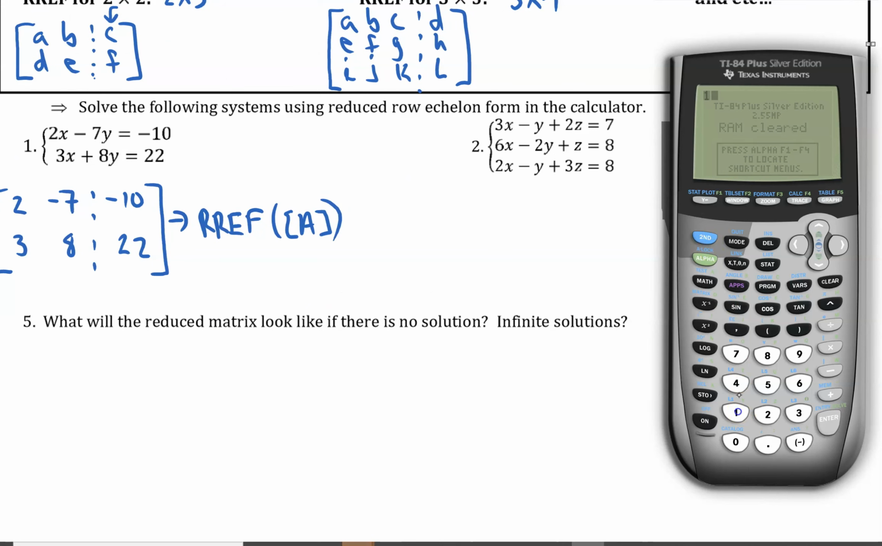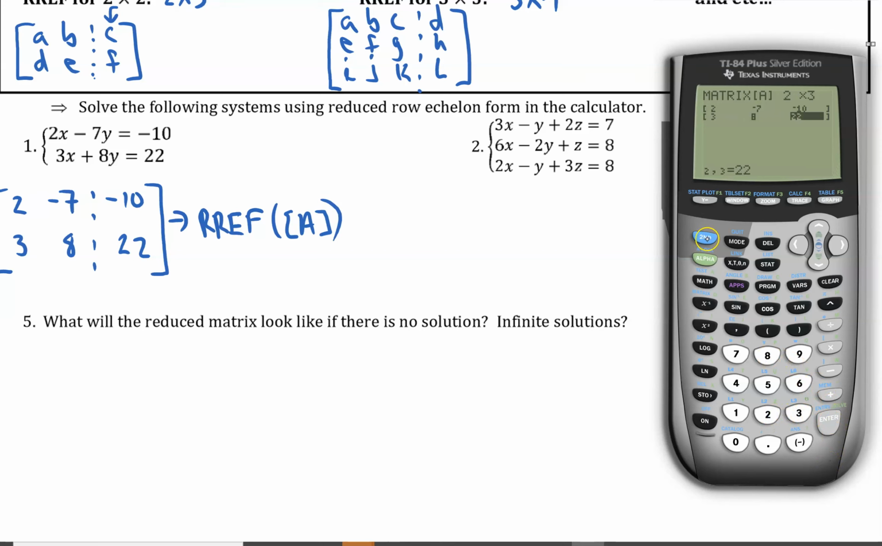We're going to press 1 to get rid of that, clear it. So we're going to go second matrix. We're going to go over to edit. I've got a 2 by 3, so 2, enter, 3, enter. I'm going to put all of the entries in here based on what I wrote: 2, enter, -7, enter, -10, enter, 3, enter, 8, enter, 22, enter. So now I have that. Make sure you check it just to make sure.